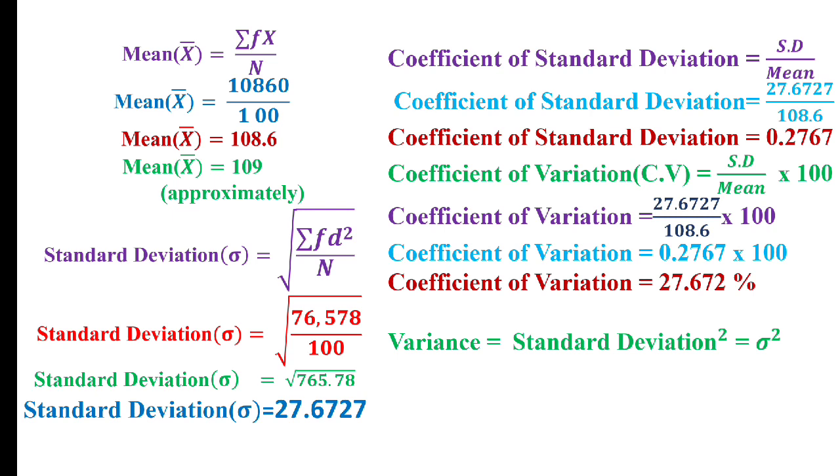Variance equals standard deviation square. So we can use the value: 27.6727 square equals 765.78. So this is the way continuous series problems will be solved for mean, standard deviation and coefficient of variation problems.